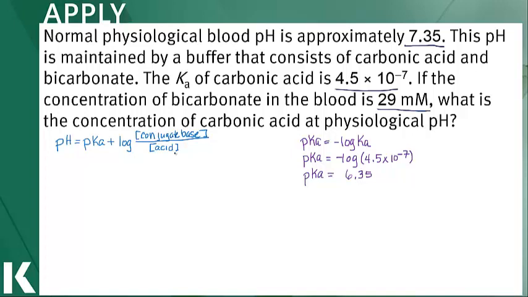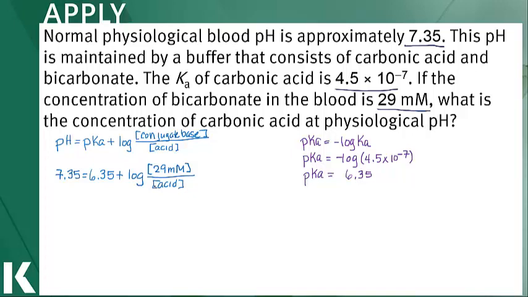Now I can use this with the other numbers that I have and plug them into my equation. So now I have my pH is 7.35 as given to us in the question. My pKa is 6.35, which we just calculated, plus the log of the concentration of the conjugate base, which we were told is 29 millimolar, divided by the weak acid. And the weak acid, this is what I'm going to be solving for.